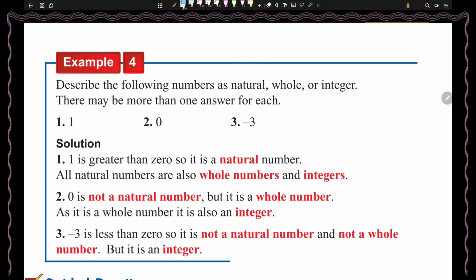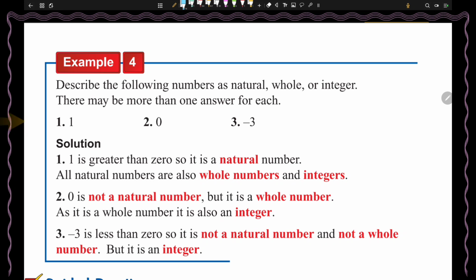So here's a question we can try to answer. The question says, describe the following numbers as natural, whole, or integer. And there's a note: there may be more than one answer for each. So number 1 is 1. Is 1 a natural number, a whole number, or an integer? Well, we know that 1 is the very first natural number, since natural numbers are counting numbers. So 1 is a natural number, right?